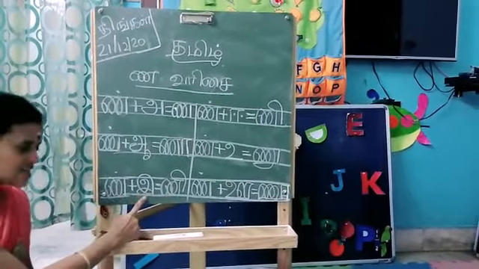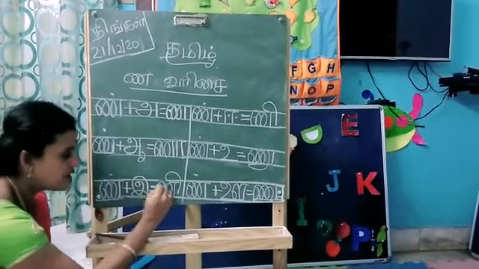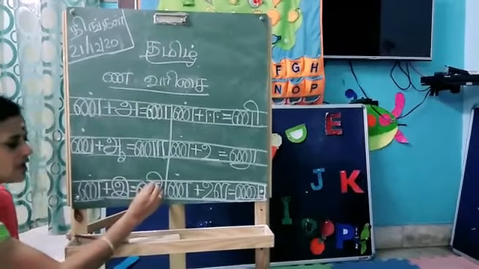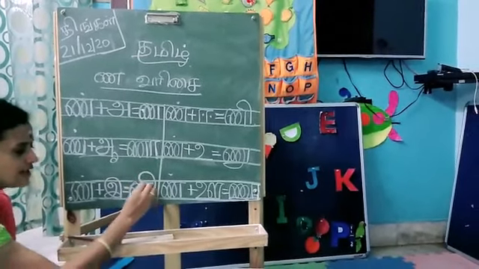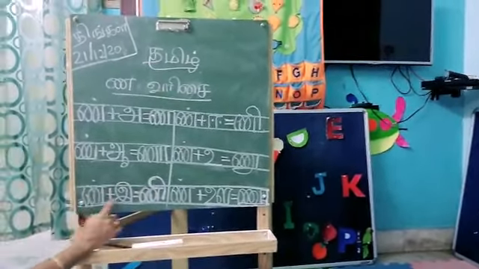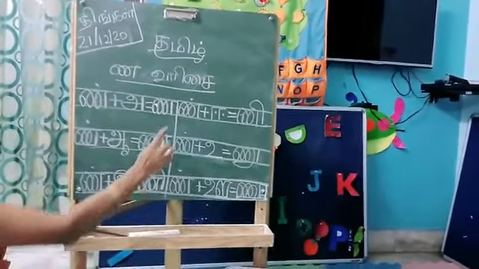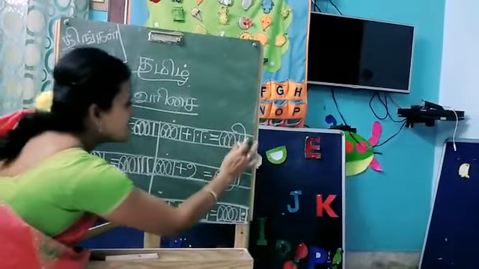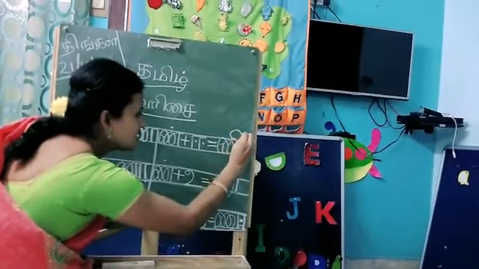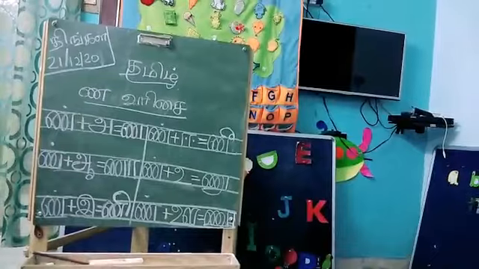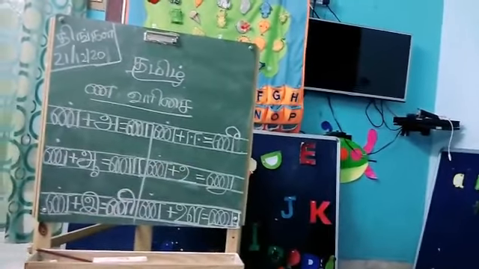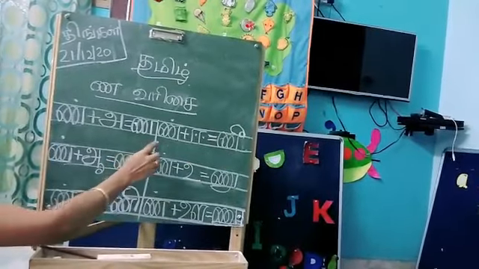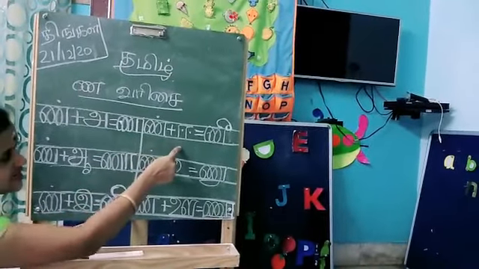En plus e, ni. So for ni, first you have to write na, then above the na, you have to make a curve like this. En plus e, ni. So ni means just, first you put letter na, next you have to do the curve and roll it here. This is en plus e, ni.